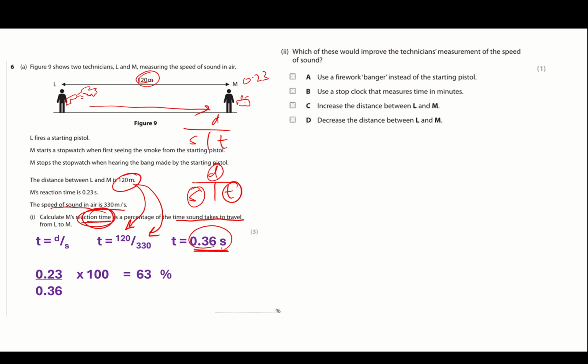Which of these would improve the technician's measurement of the speed of sound? Use a firework banger instead of the starting pistol. Use a stop clock that measures time in minutes. Increase the distance, absolutely, because if we increase the distance, it will reduce the percentage error from their reaction times. Because the big source of error in all of this is the systematic error from human reactions. So yeah, C.